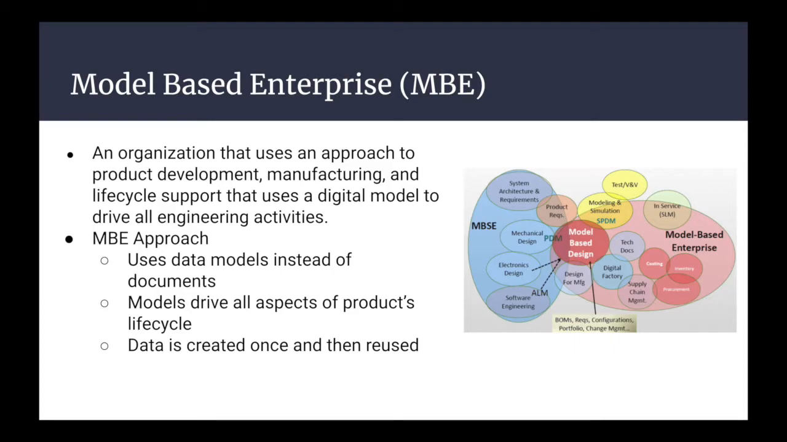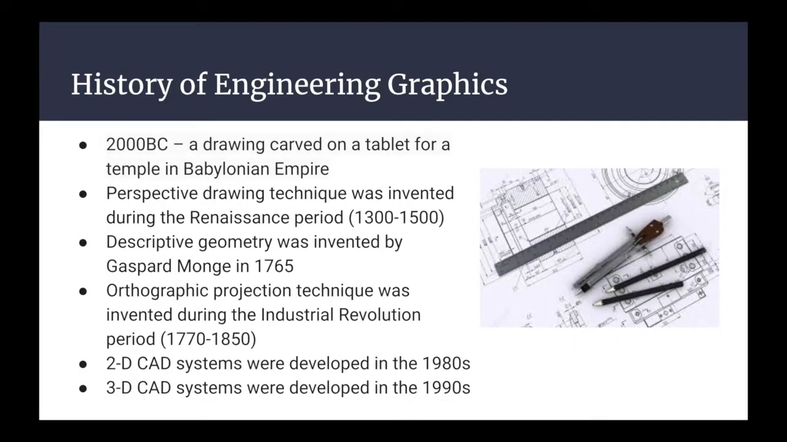The picture on the slide shows all of the different parts of the engineering process that MBE helps with. Engineering graphics were first found in 2000 BC, where the first drawing was carved on a tablet for a temple in the Babylonian Empire. Moving forward, the perspective drawing technique was invented during the Renaissance period, which is between 1300 and 1500. Then descriptive geometry was invented by Gaspard Monge in 1765.